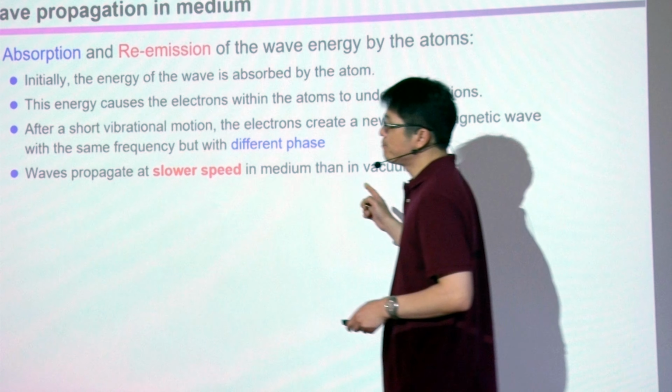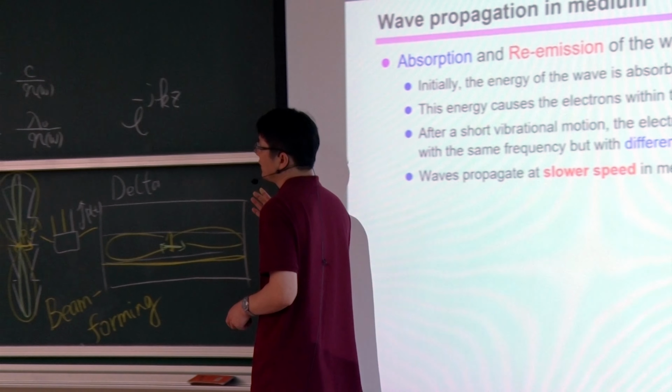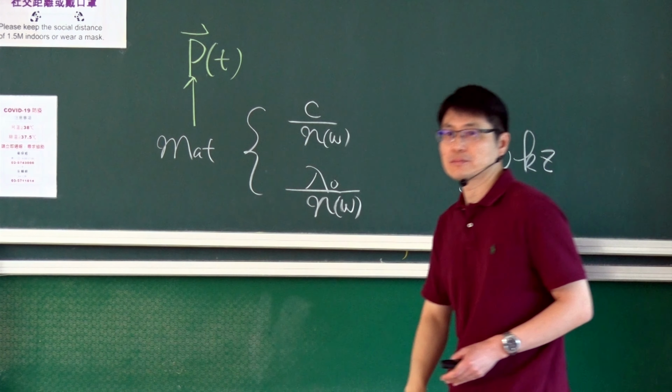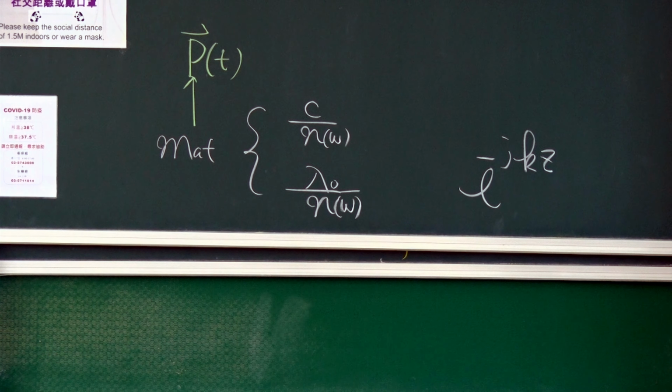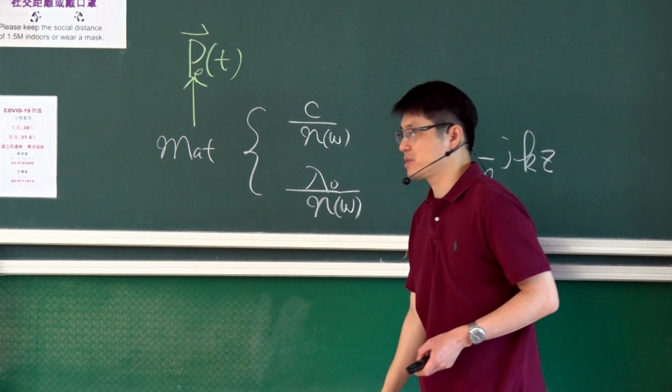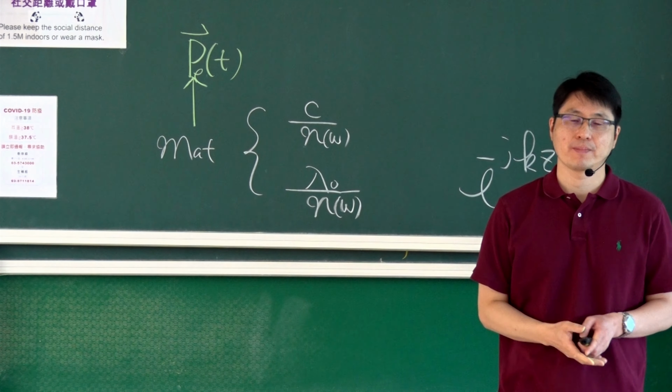So now I want to come back to how waves really propagate in material. If you still remember, material gives rise to dipoles. Right? Electric materials give rise to electric dipoles. Magnetic materials give rise to magnetic dipoles. If we only focus on the electric dipoles, then we have refractive index.